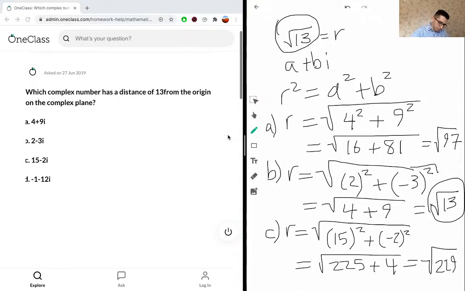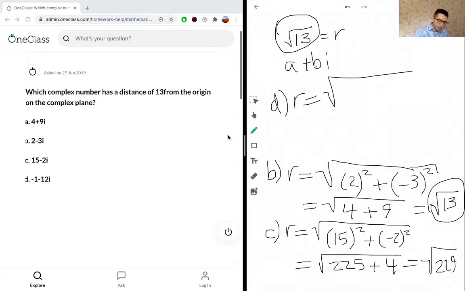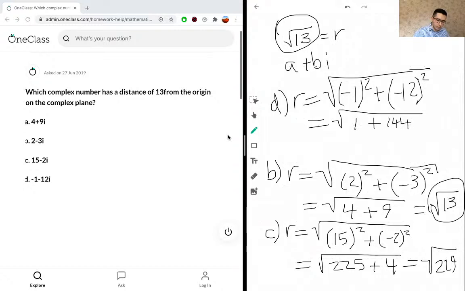Okay, so I'm just going to erase a portion of the board. We'll do the last one, which is D. So for D, r is equal to the square root of a squared, which is negative 1 squared, plus negative 12 squared. This will give us the square root of 1 plus 144, which will give us square root 145. So we've confirmed that none of the answer choices are correct other than B.